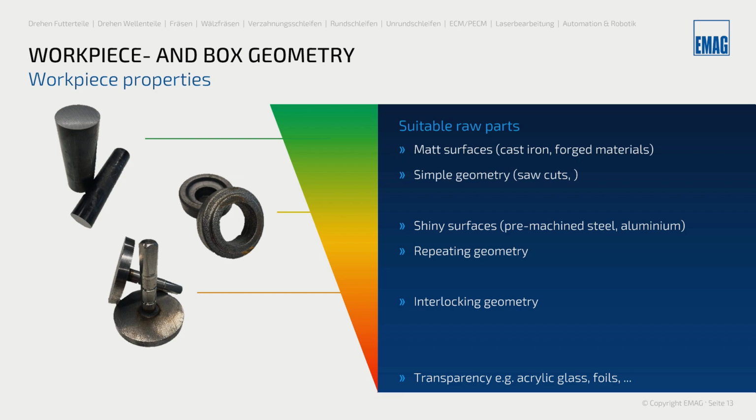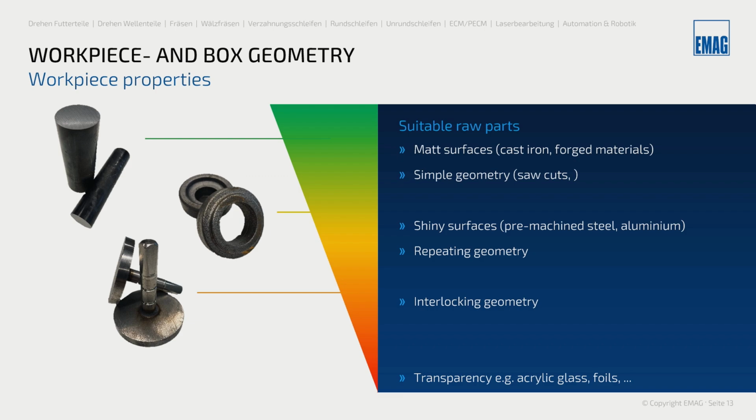When I have parts with shiny surfaces, may it be pre-machined steel, aluminum, anything like that, and I have shiny reflections, then I can't get any height information at the position where I have the reflection. So it gets much more difficult to take out the parts because I can't recognize them that well.